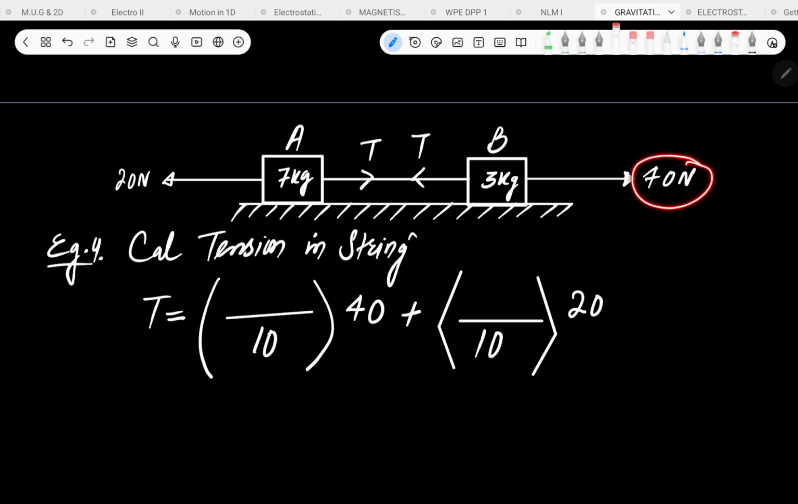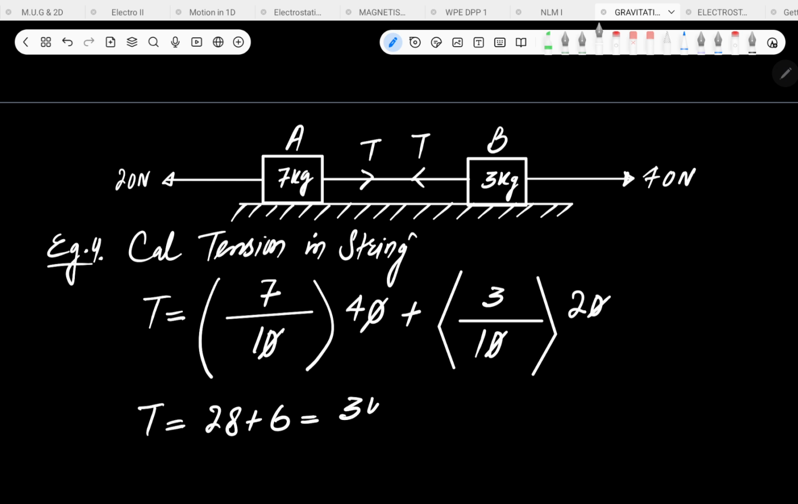This is 40 Newton. For this 40 Newton, the mass away is 7 kg. Okay, this is 20 Newton, and for this 20 Newton, the mass away is 3 kg. So that's what I'm going to write down. For 40 Newton, the mass away is 7. And for 20 Newton, the mass away is 3 kg. Now, try to solve this equation, you will get the answer. This and this cancels. 7 fours are 28. This and this cancels. 3 twos are 6. 28 plus 6 comes out to be what? It comes out to be 34 Newton. So the answer to this question is simply 34 Newton will be the tension in the string.